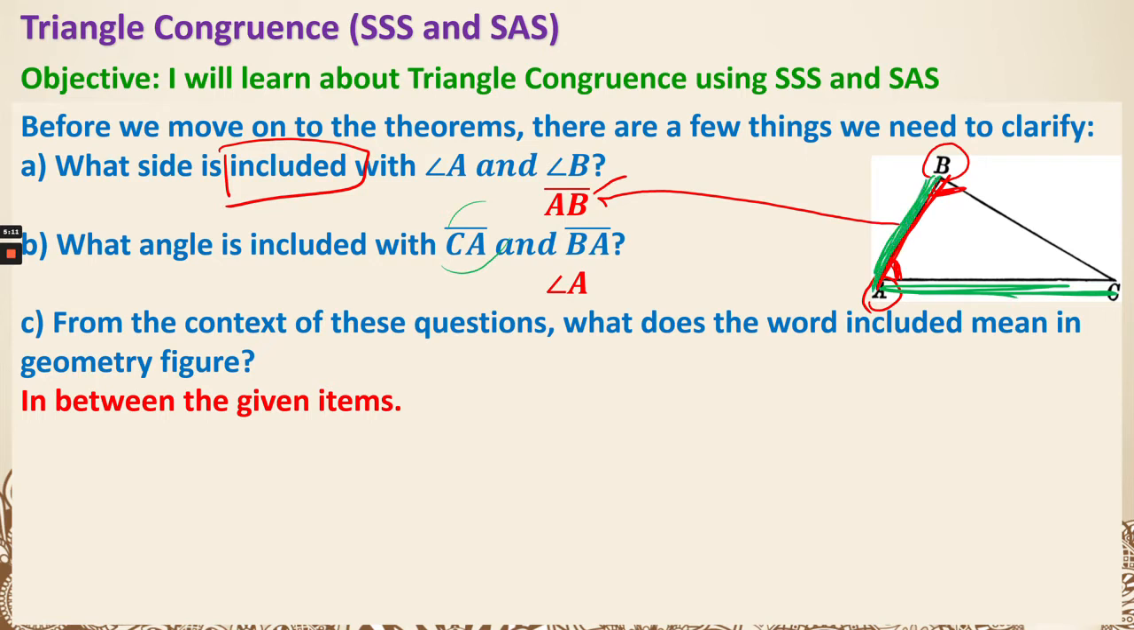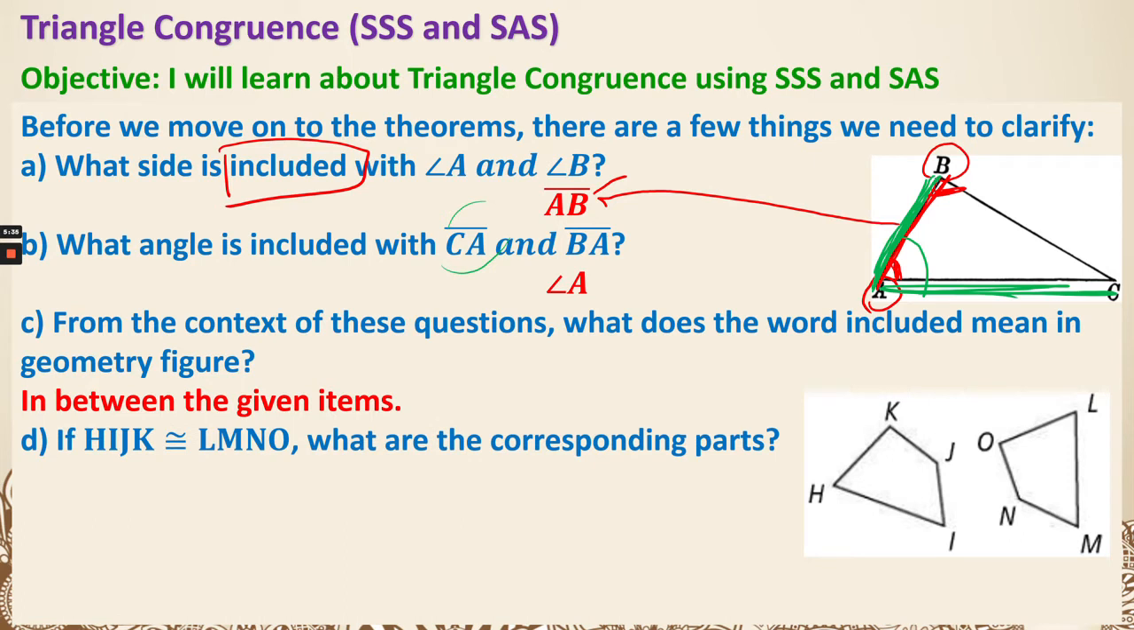And these two sides, you can see clearly, form this angle. Or in other words, this angle is included by these two sides. So angle A is included with CA and BA. And from the context of these questions, what does the word included mean in geometry? It just means in between the given items.